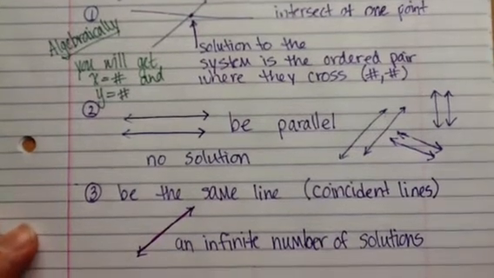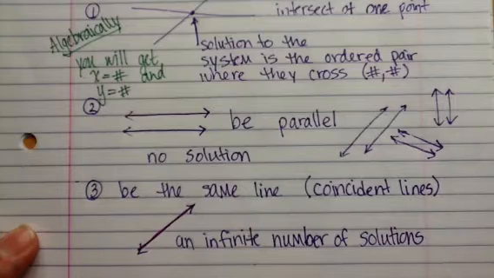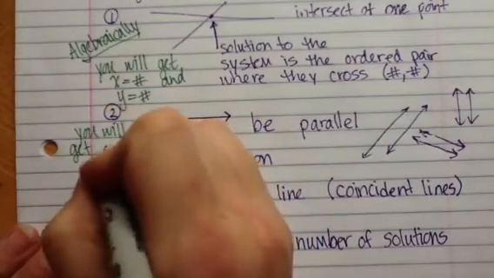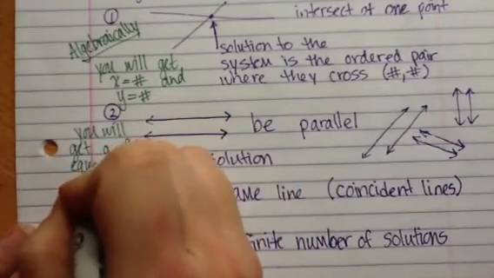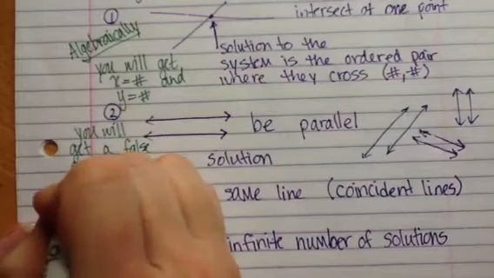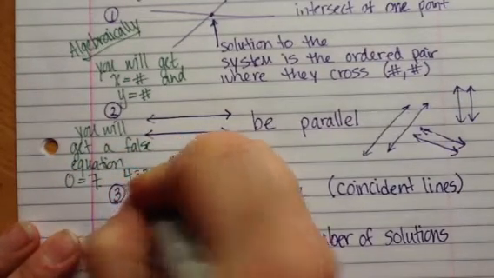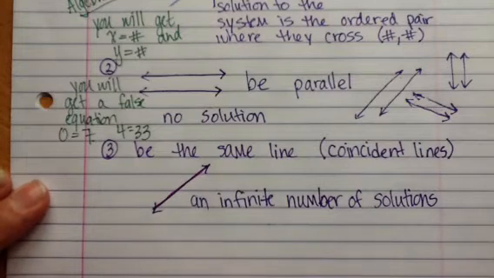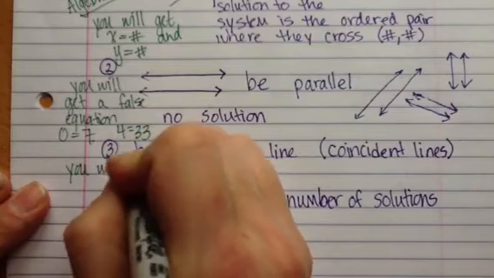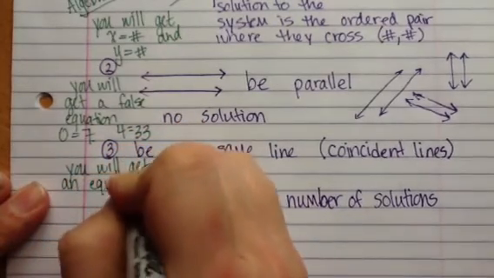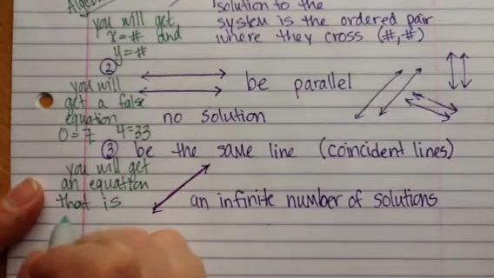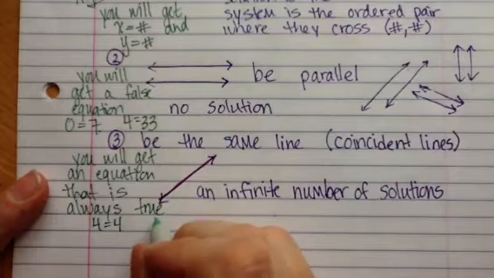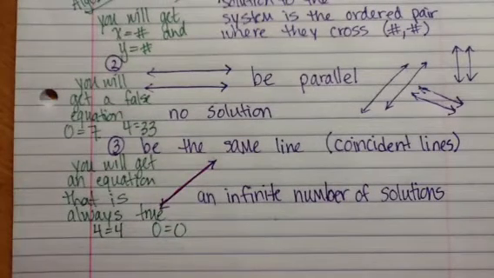If you have a system that has no solution, in other words, the lines are parallel, you will get something that could never be true. So you will get a false equation. Something like 0 equals 7 or 4 equals 33. Something that's just always false. But if you get a system that has an infinite number of solutions, you will get an equation that is always true. Such as 4 equals 4 or 0 equals 0, like a reflexive property.